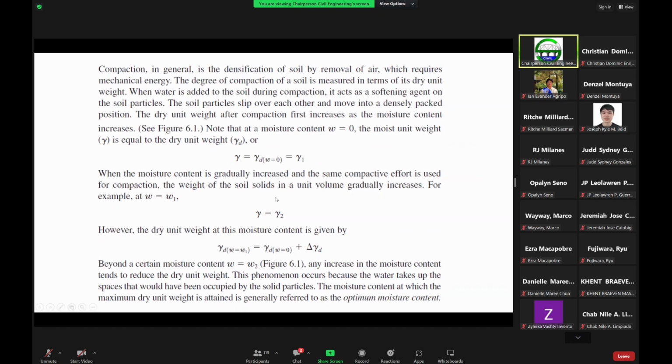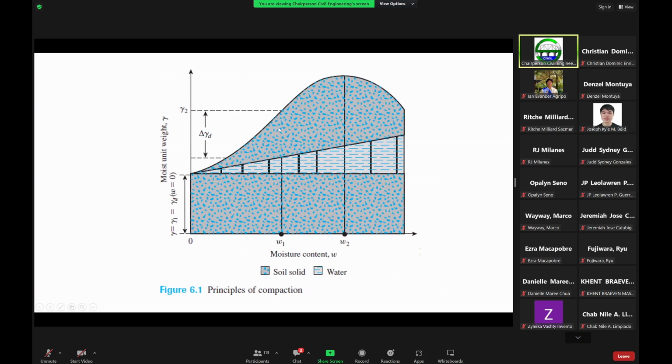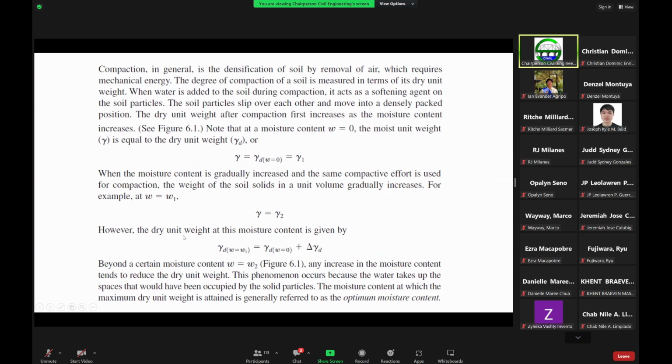So here you have now, at the moisture content of W sub 1, the moist unit weight is now equal to gamma sub 2. So that's this one here. And then by equation, the dry unit weight at this corresponding moisture content is given as the dry unit weight at the moisture content equal to 0 plus the change in the dry unit weight, after you extract the moisture content.